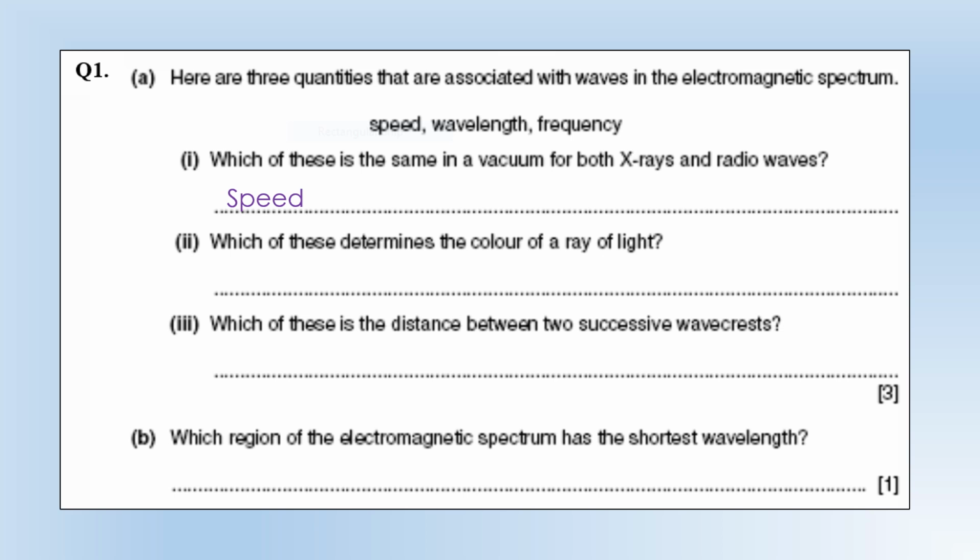Which of these determines the color of a ray of light? Color corresponds to wavelength. Our eyes essentially measure the wavelength of light, and that gives us color. Which of these is the distance between two successive wave crests? That is also wavelength. Which region of the electromagnetic spectrum has the shortest wavelength? That is our gamma rays. They have the shortest wavelength or the highest frequency.